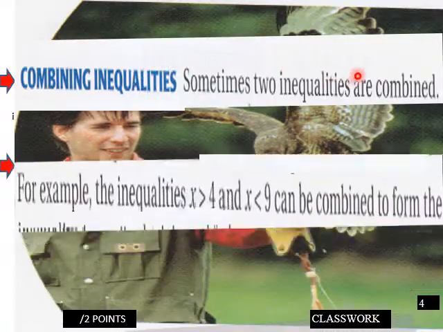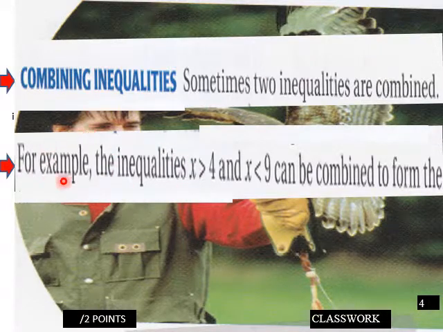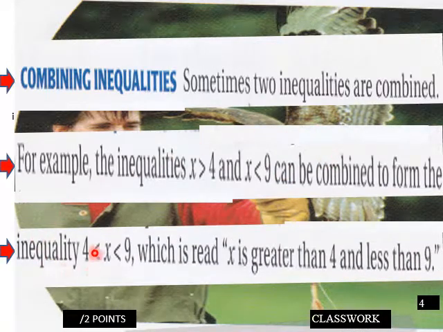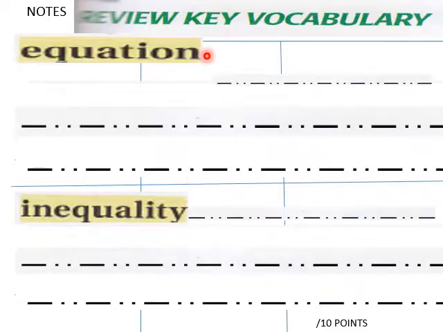Combining inequalities: sometimes two inequalities are combined. For example, the inequalities x greater than 4 and x less than 9 can be combined to form the inequality 4 is less than x and x is less than 9. You can start here at x: x is greater than 4 and less than 9. That'd be another way to do it. I like starting over here: 4 is less than x and x is less than 9, so it does the same thing.